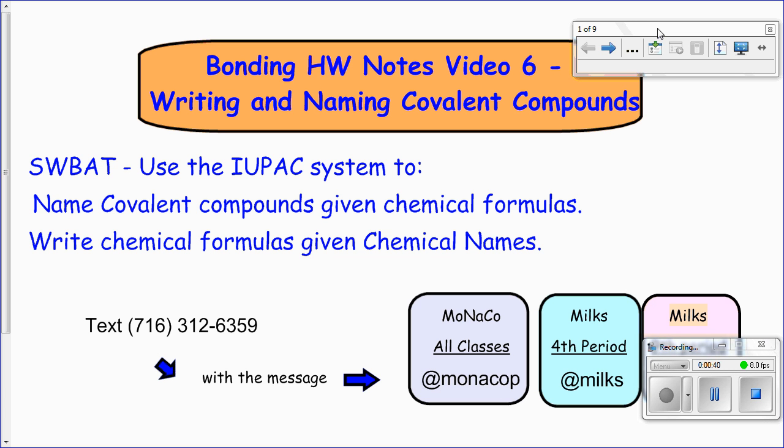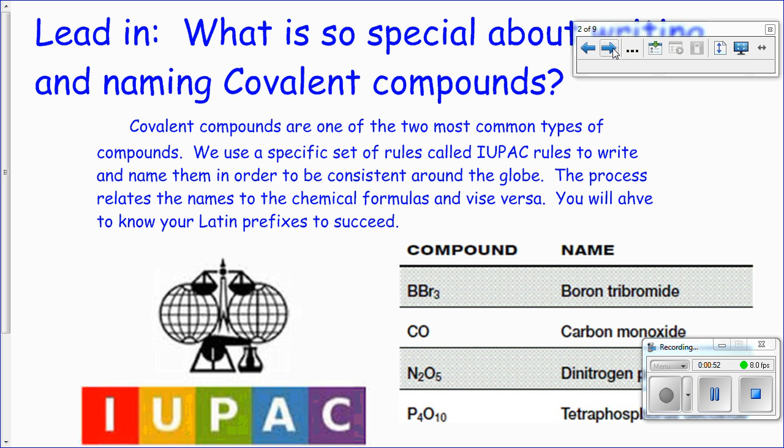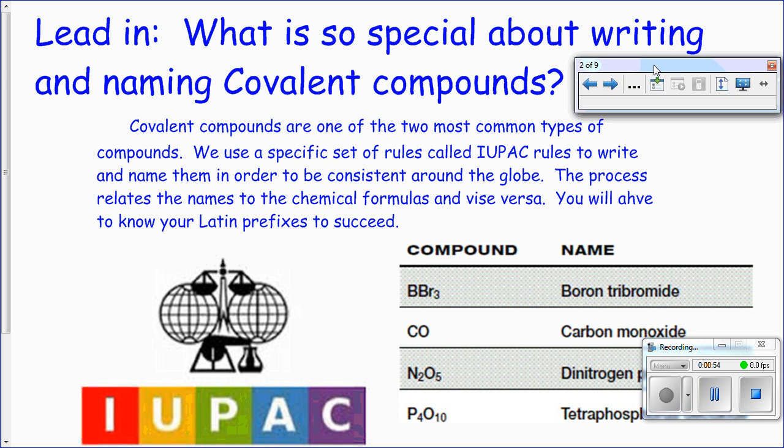There's a lot of practice for us to try this stuff because practice makes permanent, and you never practice until you get it right. You practice until you cannot get it wrong. That is the secret to succeeding in chemistry, if you ask my opinion. So what's so special about writing and naming covalent compounds? Well, it's just like writing and naming ionic compounds.